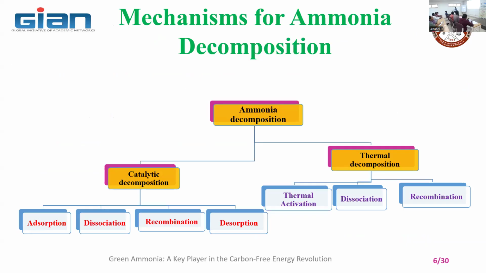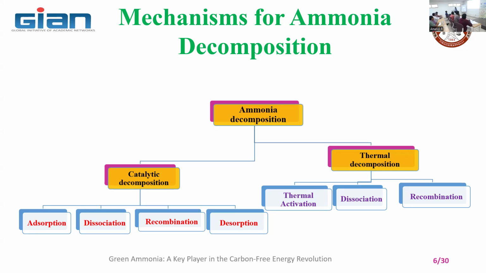So ammonia decomposition has a thermal mode and a catalytic mode. Basically, the catalytic mode involves adsorption and desorption, dissociation and recombination. For adsorption, the catalyst needs to support adsorbing the nitrogen. Then whenever the desired temperature is reached, the nitrogen is desorbed. So adsorption and desorption apply to adsorbing and desorbing nitrogen, whereas dissociation and recombination are the processes involved in catalytic decomposition for collecting and combining the hydrogen.